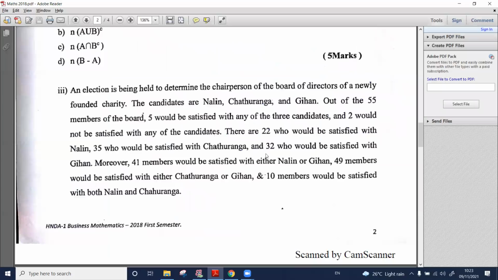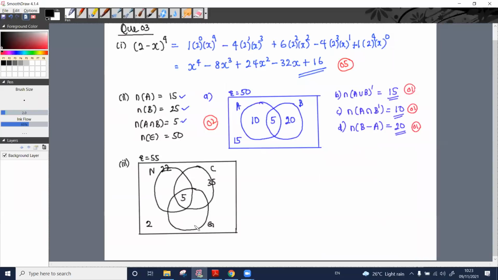What else? And 32 who would be satisfied with Gyan. With Gyan, 32 would be satisfied.